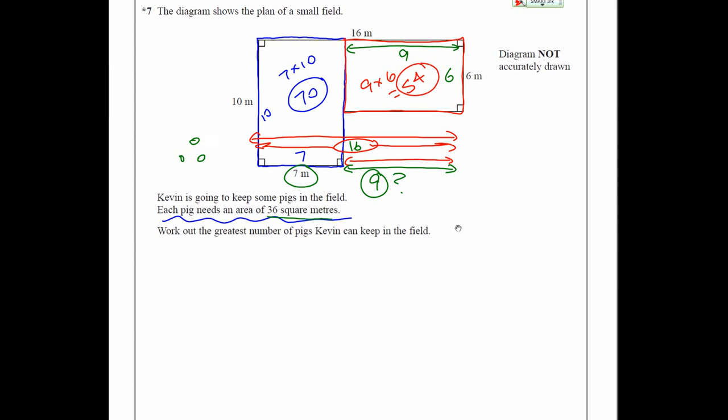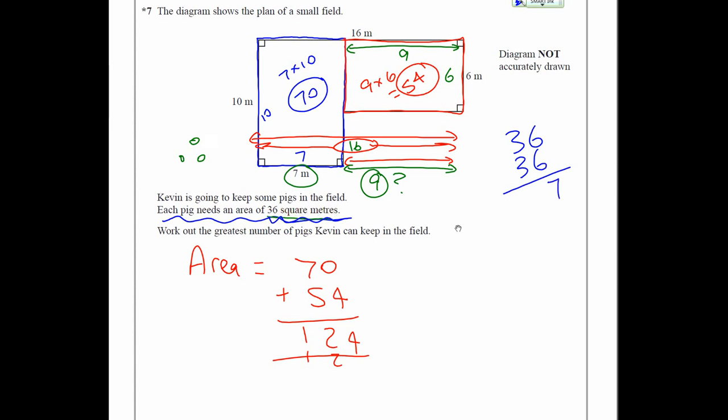Okay, so your total area equals, always do the adding up in columns, 70 plus 54 is going to be, why did I do that? Carry the 1, 124. Okay, so area equals 124. Now we have to see how many 36s go into it. No pig is going to want less than 36 square meters. They've got high standards here. So let's see. That's one pig, 36. Add another pig. Okay, add 36 again. That's going to give you 72. Okay, you're just doubling it effectively.